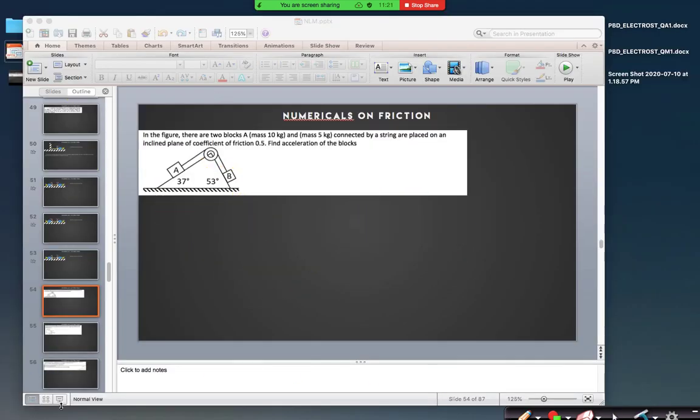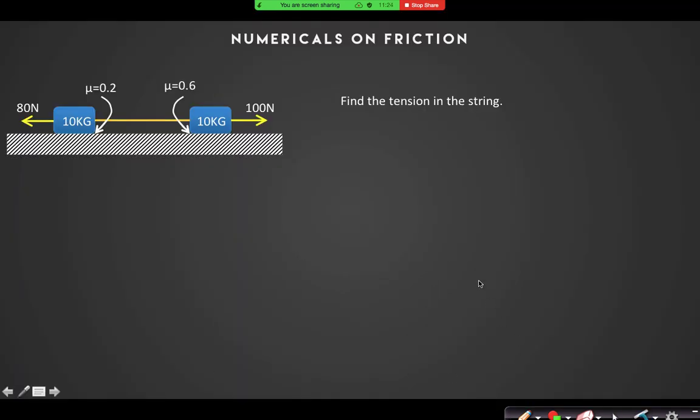Now, can you solve this particular question? Same similar type of question. I have just reversed the direction of the 80 Newton force. Can you see? On block A, I have just reversed the direction of the 80 Newton force.